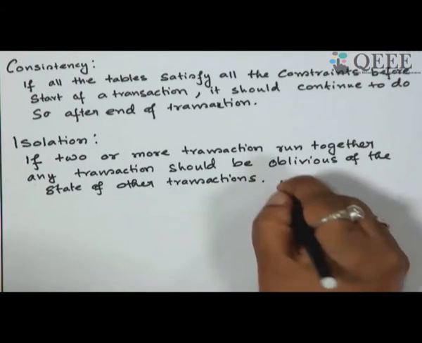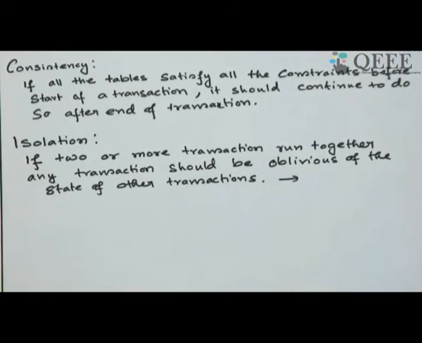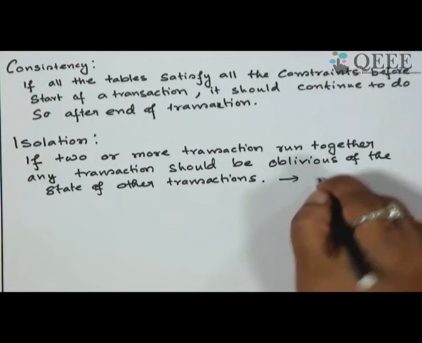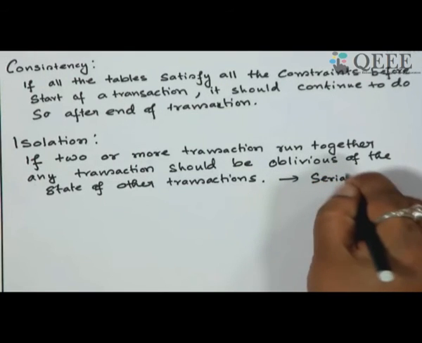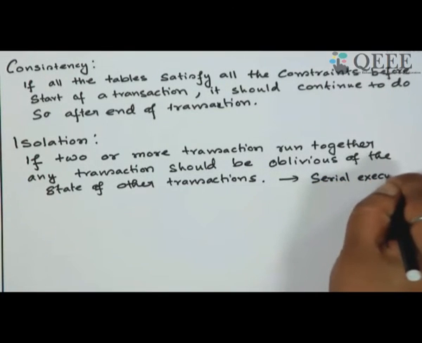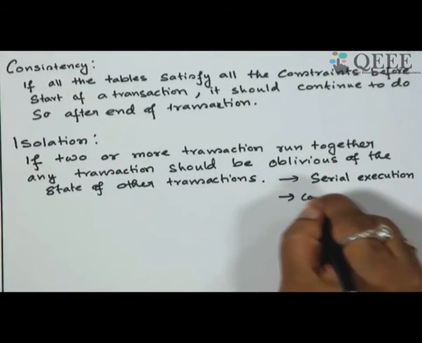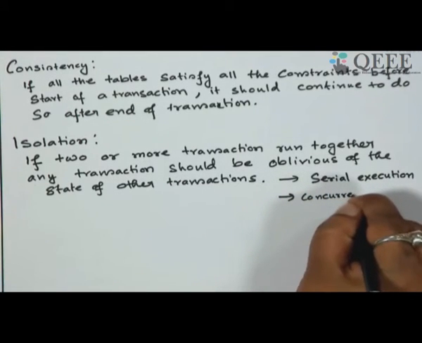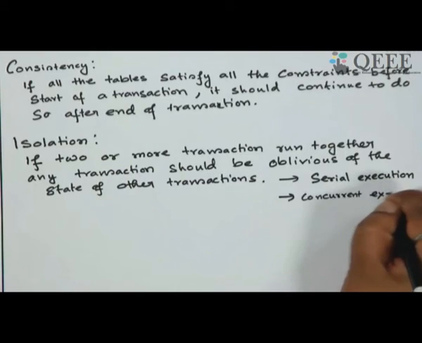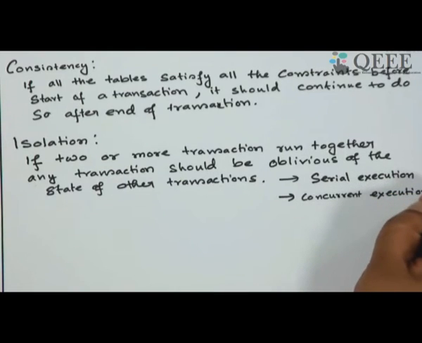It is the job of the concurrency controller. There are two ways to execute multiple transactions. One is called serial execution. That means one transaction starts and is over, then the next transaction starts, and so on. Another is concurrent execution, where they together access the same data, the same table, and run together.